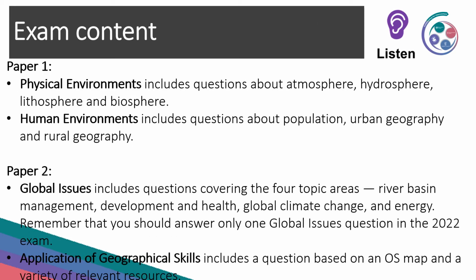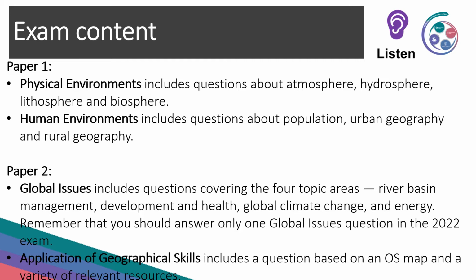So paper 1 covers physical and human content. That means that you're going to get at least one question on the atmosphere, hydrosphere, lithosphere and biosphere sections. And the human environment context, which means you're going to get at least one question for population, urban geography and rural geography. So typically there's about 5 or 6 questions totalling 50 marks for each of those sections and 100 marks in total. Paper 2 consists of 2 parts.